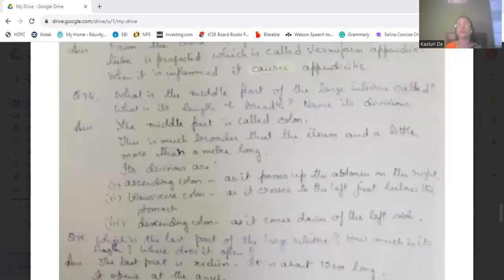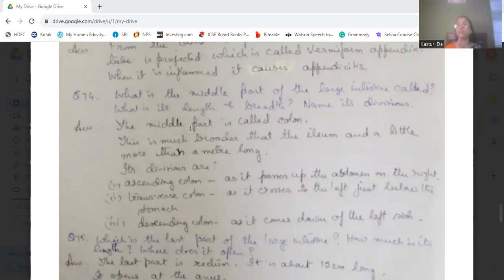Okay. Now, what is the middle part of the large intestine called, and what is its length and breadth? And name its divisions. The middle part is called the colon. Okay. And this is much broader than the ileum and a little more than a meter long. Okay. So 3 divisions are there. One is ascending colon, transverse colon, and descending colon.